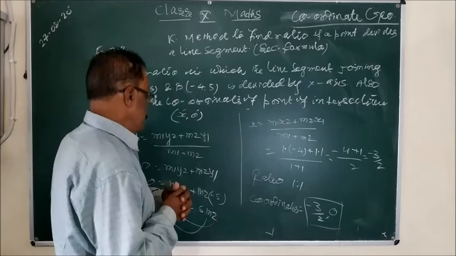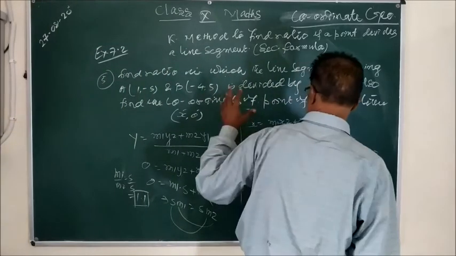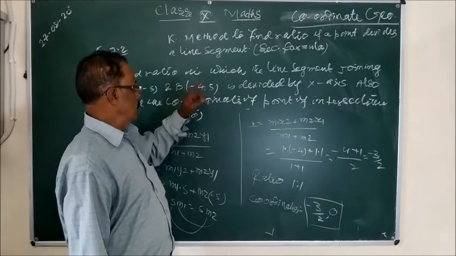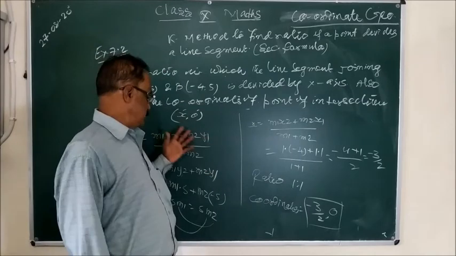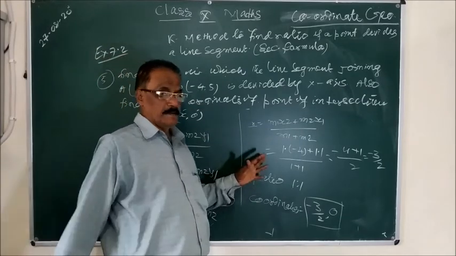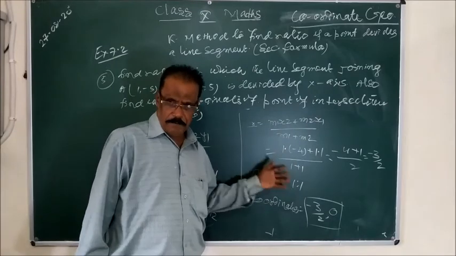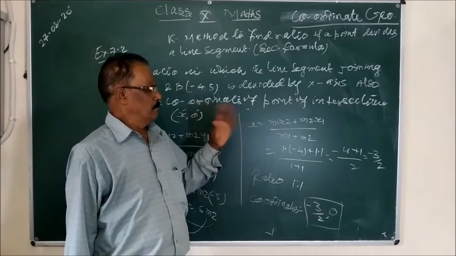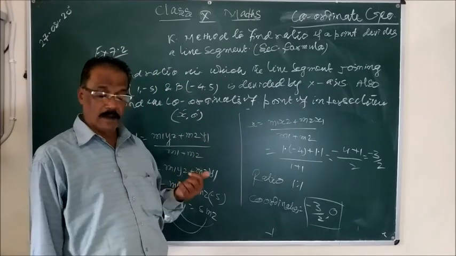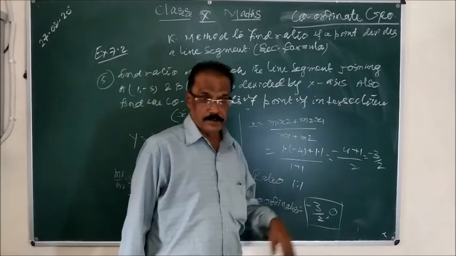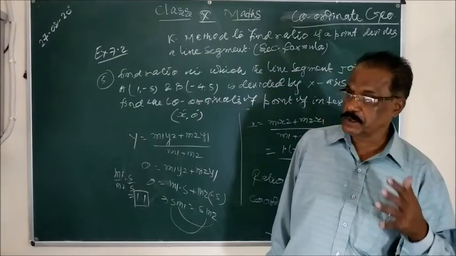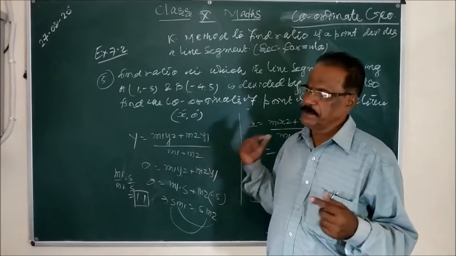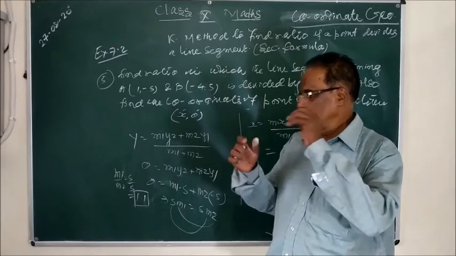This is important, and now it is up to you to decide which method is suitable for you. Wherever you have to find the ratio, you can use the section formula, or if you want, the K method. Both results will be the same, but it is up to you which method you like more, and try to solve the question by any one method. Don't be confused. If you have any doubts, you can consult me and I will try to solve them.